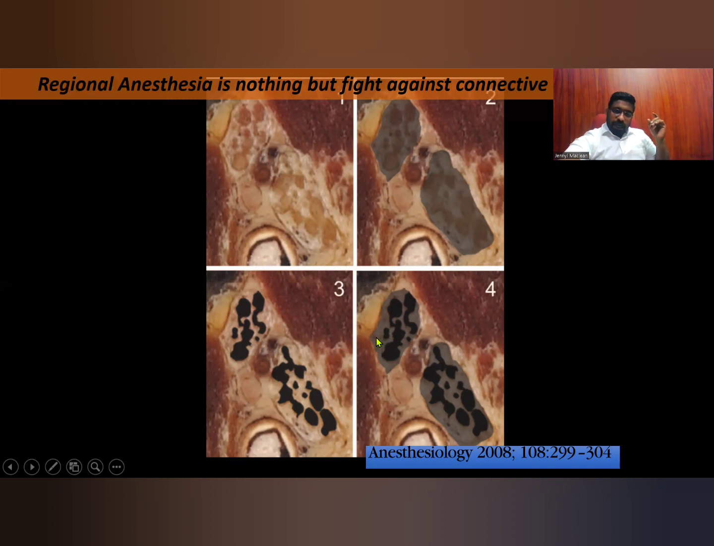Just look into the gray shadows versus the dark shadows. You can see the ratio of connective tissue versus the neural elements. The connective tissue is more in the brachial plexus. Suppose you are going to deposit the drug outside this gray shadow, just imagine the time to diffuse the drug through the connective tissue to reach the naked neural elements, that is the naked axons. It will be much more. Then you cannot call it spinal anesthesia of arm.